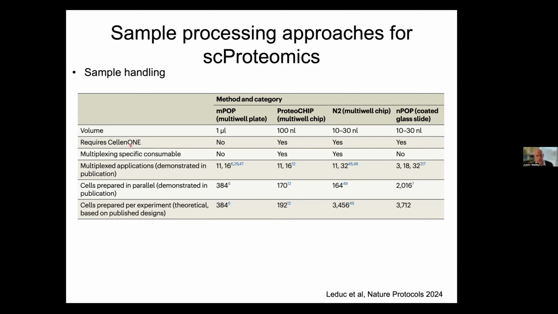And then this CellenONE robot is used to dispense really small volumes into these arrayed nanoliter wells. And you can see now we again are in the nanoliter range. You can multiplex with these as well. And the CellenONE instrument can now process thousands of cells per day.